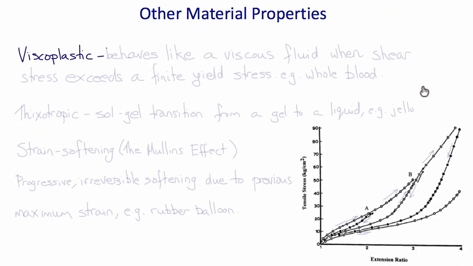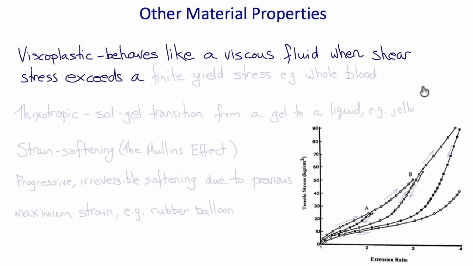There are many other types of material behavior. Viscoplasticity describes the behavior of a material that acts like a viscous fluid, but only after the shear stress exceeds a certain finite yield stress. It takes a certain finite amount of stress before the viscoplastic material starts to flow like a fluid. Below that stress, it's a solid. And actually, whole blood is an example of this type of material.